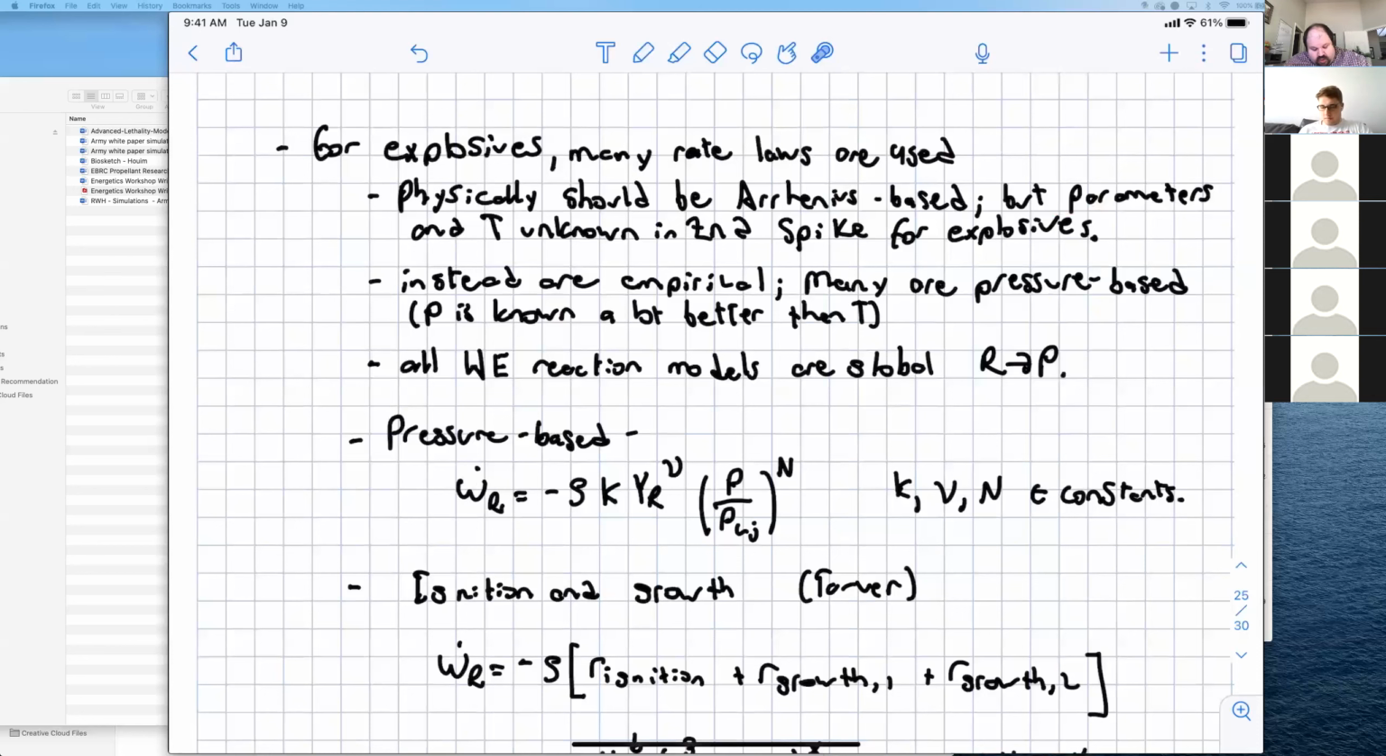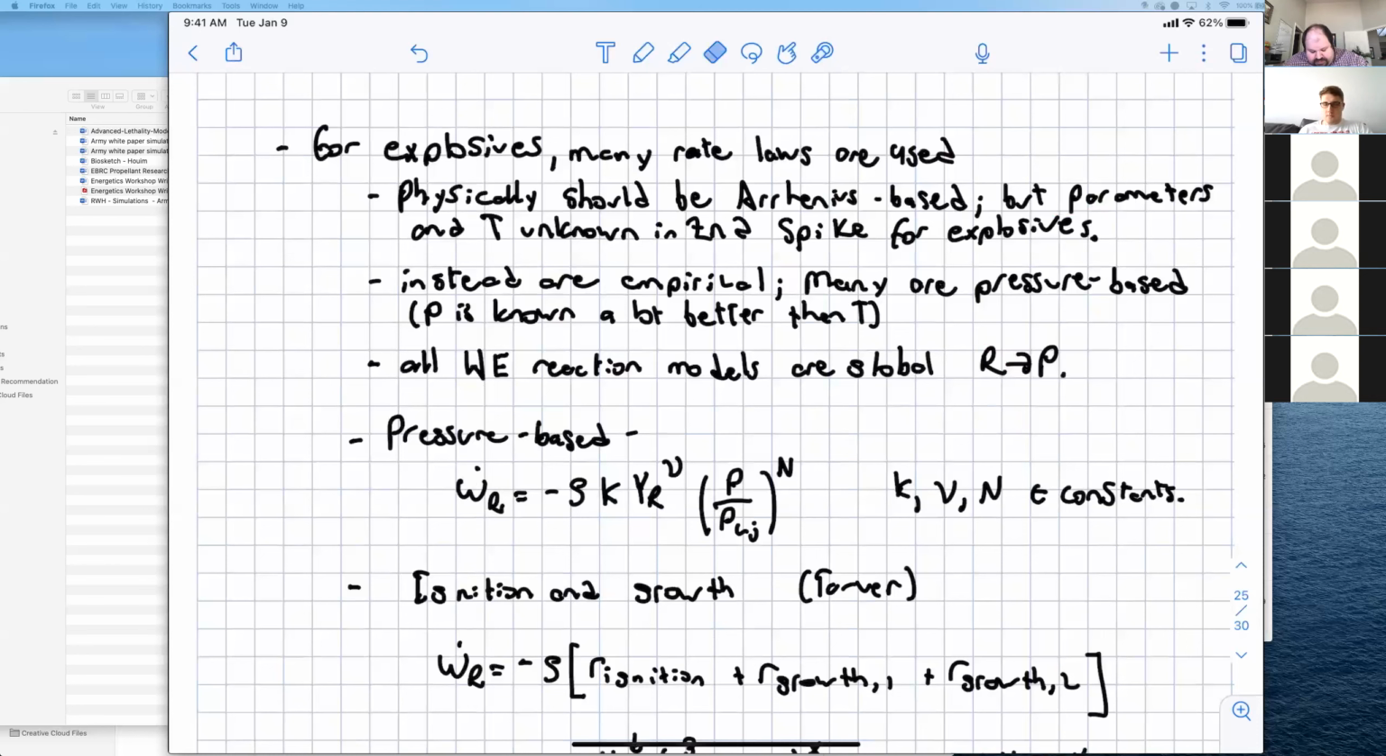And so almost all HE reaction models are basically global. They go from reactants to products. There's no reversal. I know Dr. Stewart is working on a two-step model where he goes to some intermediates, then to some products, but he has a specific idea in his mind that he wants to develop that for, and I'm not going to get into that here.